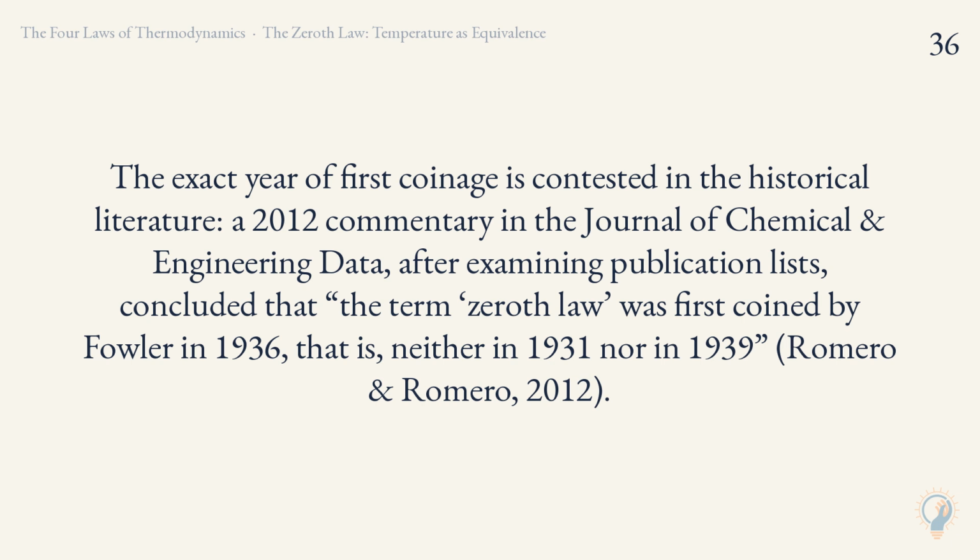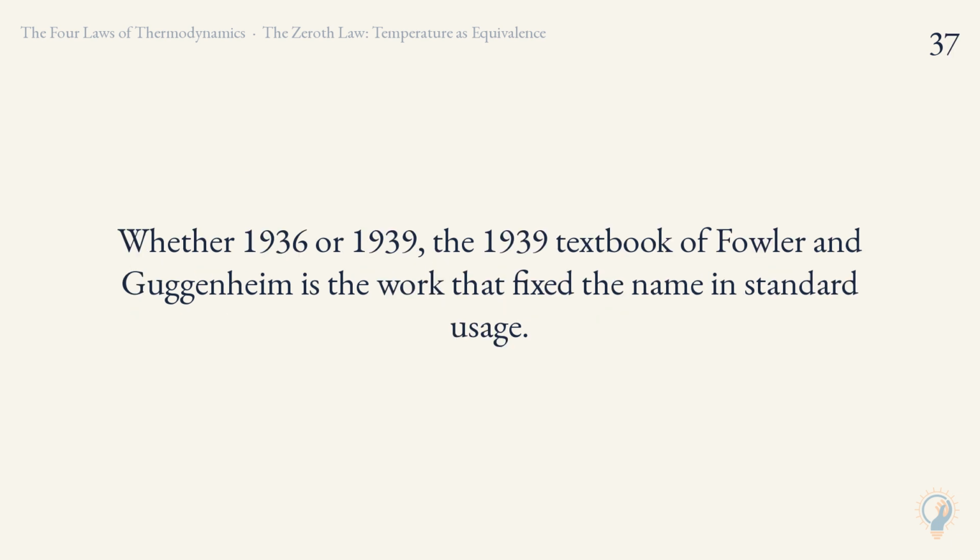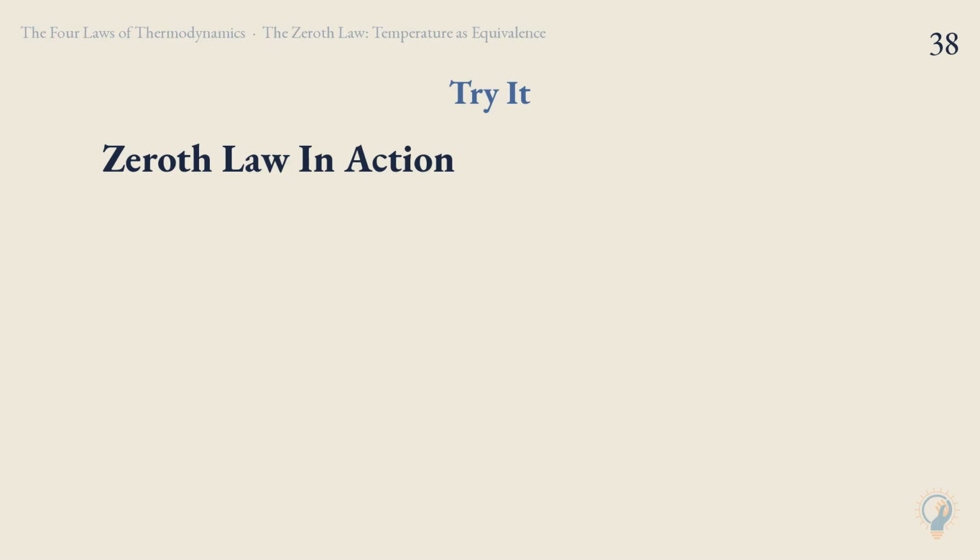A 2012 commentary in the Journal of Chemical and Engineering Data, after examining publication lists, concluded that the term zeroth law was first coined by Fowler in 1936. That is, neither in 1931 nor in 1939. Whether 1936 or 1939, the 1939 textbook of Fowler and Guggenheim is the work that fixed the name in standard usage.